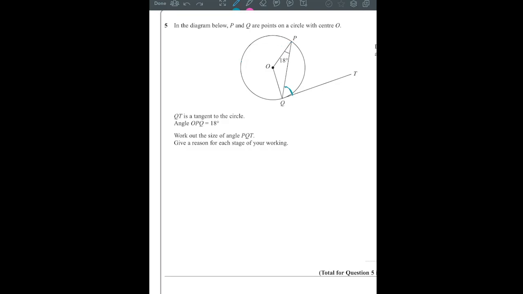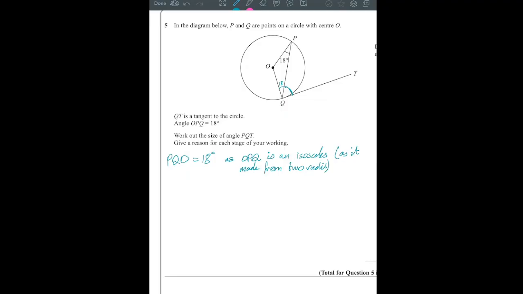But we can say that this angle here is 18. So PQO is 18 as OPQ is an isosceles triangle. And I'm going to give a reason within my reason, as it is made from 2 radii. OP and OQ are both the radius of the circle, so have to be the same length.